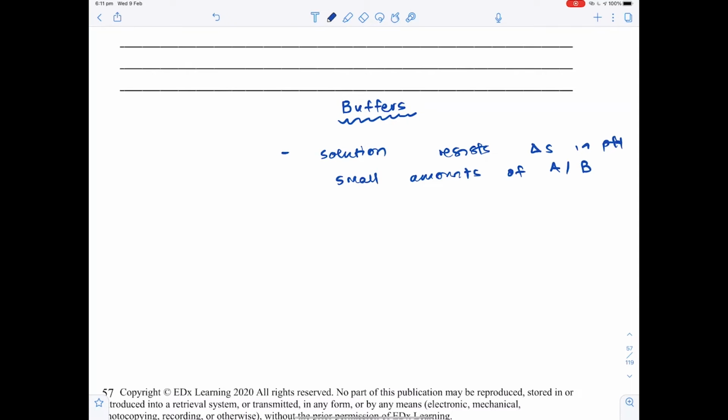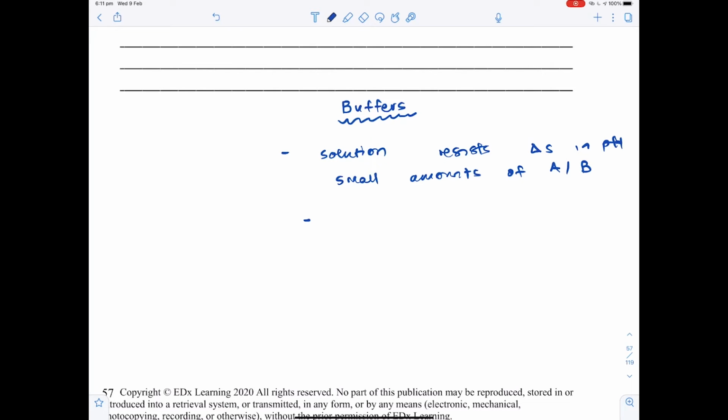Now, I'm rushing this because our formal notes on buffers are actually later on in the theory book, because that's how the module is structured. But just to teach you Henderson-Hasselbalch, as I've already done, I'm going to very quickly recap buffers. So that's the key principle there. It does obey Le Chatelier's principle.